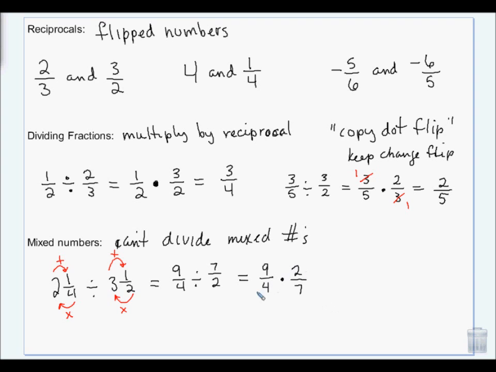Okay, I can cross cancel here the 2 and the 4. 2 goes into 2 once and 2 goes into 4 twice. So that gives me 9/14.